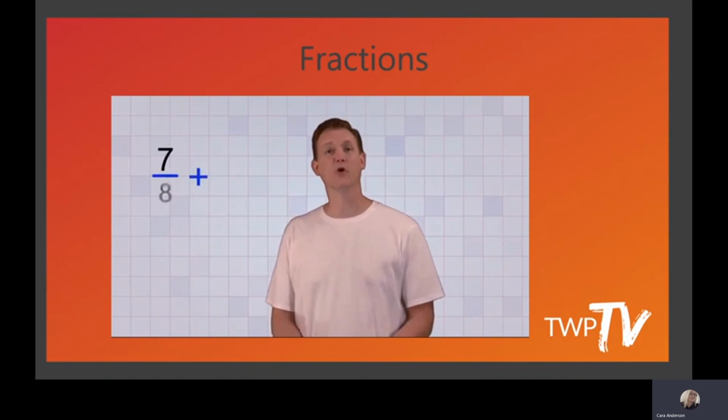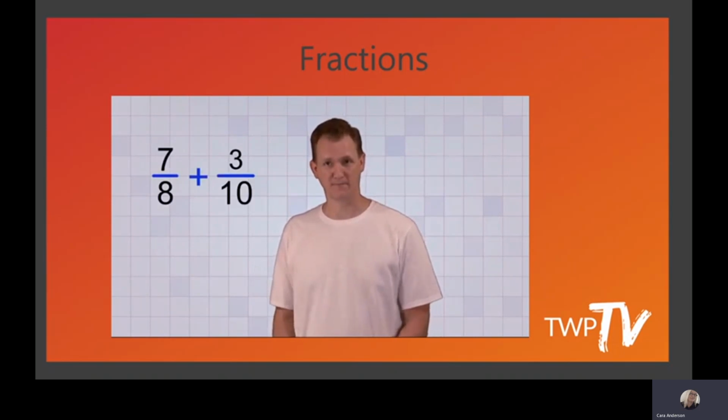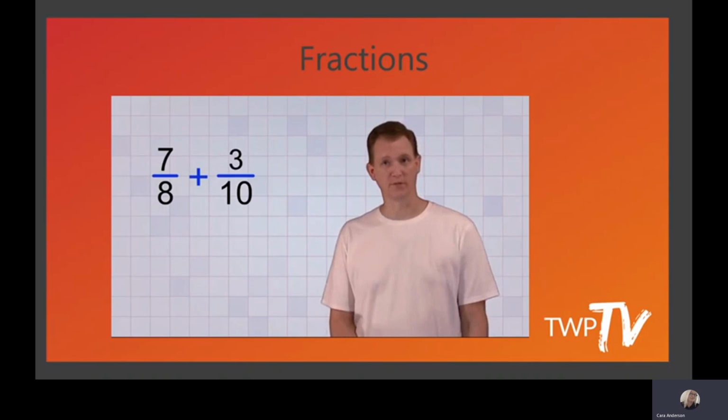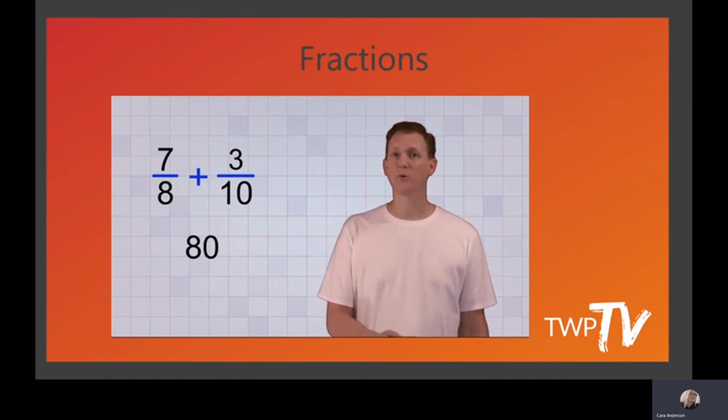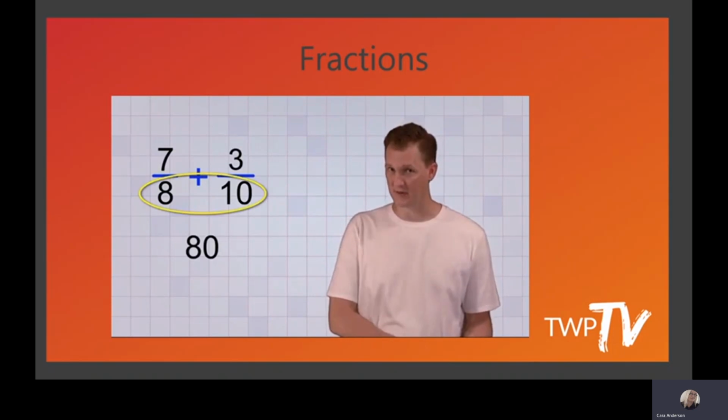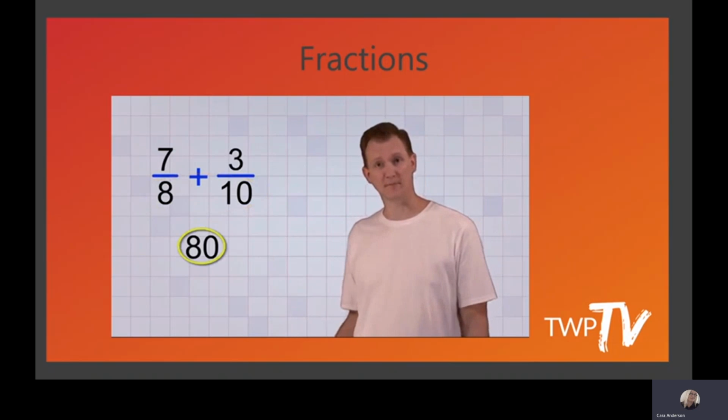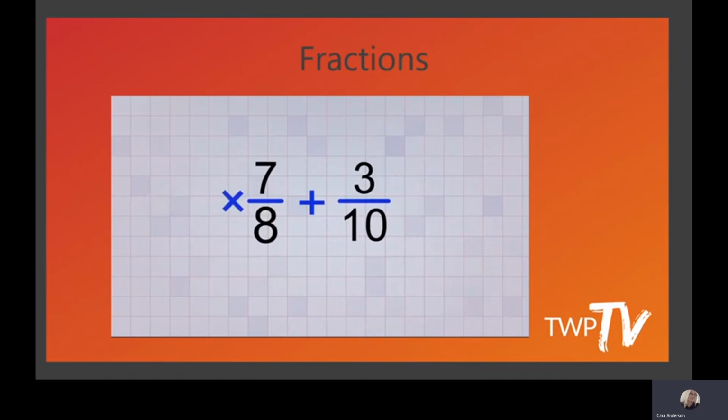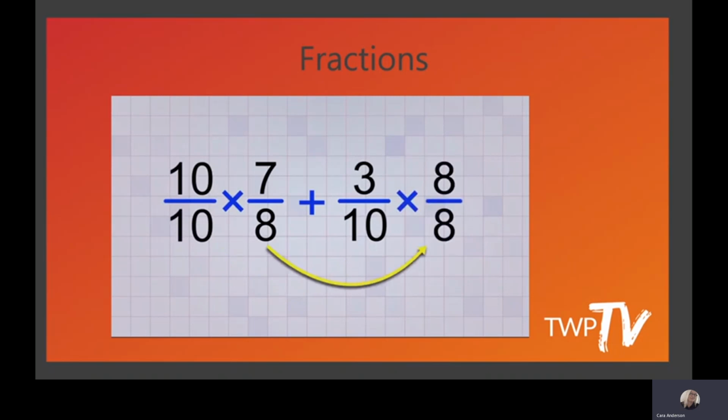Let's add the fractions 7/8 and 3/10. Our common denominator for this problem is going to be 80, because that's what we get when we multiply the denominators together. 8 times 10 equals 80. We'll multiply our 7/8 by the whole fraction 10/10. And we'll multiply our 3/10 by the whole fraction 8/8.